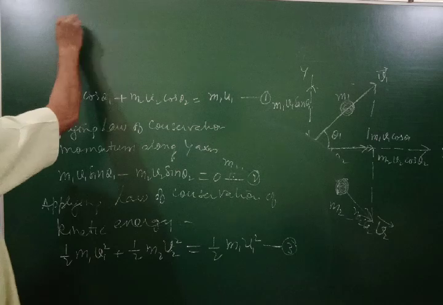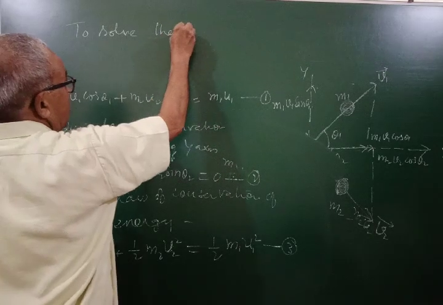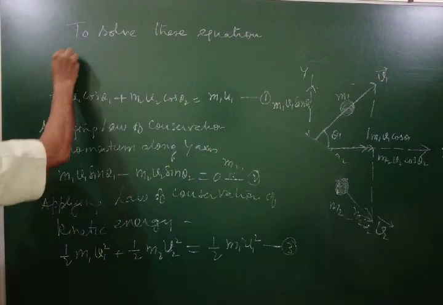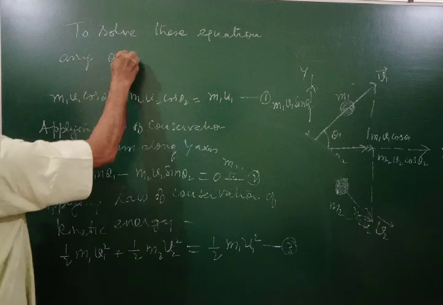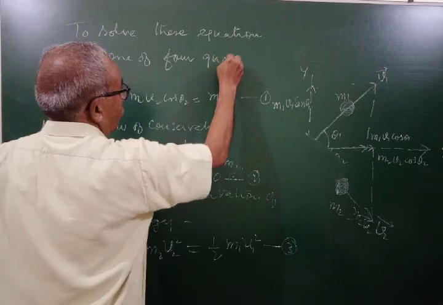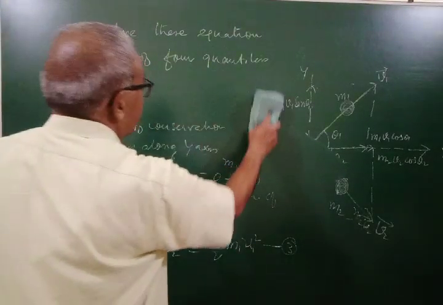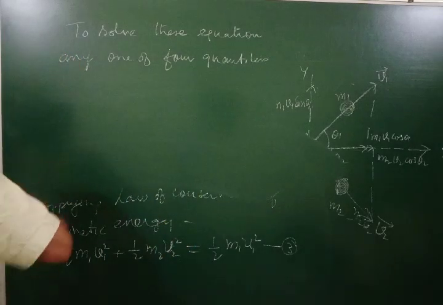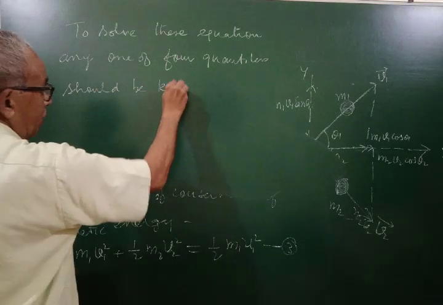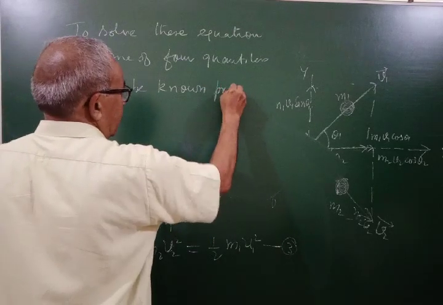So to solve these equations, any one of the four quantities, v1, v2, theta 1, theta 2, should be known, practically or otherwise.